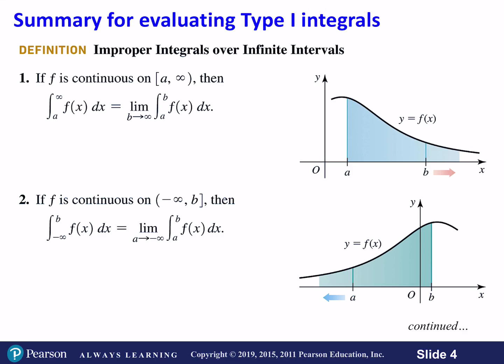All right, next we are going to summarize what happens with type 1 integrals. So the idea is that suppose we have f as a continuous function on a to infinity, then the integral from a to infinity of f of x dx is equal to, as we just did in the last problem, the limit as b approaches infinity of the integral from a to b of f of x dx.